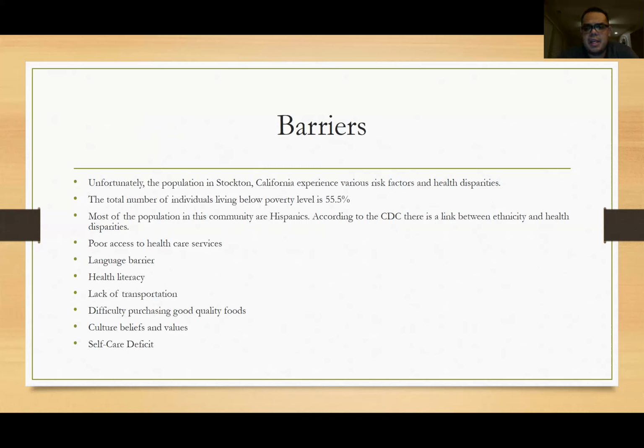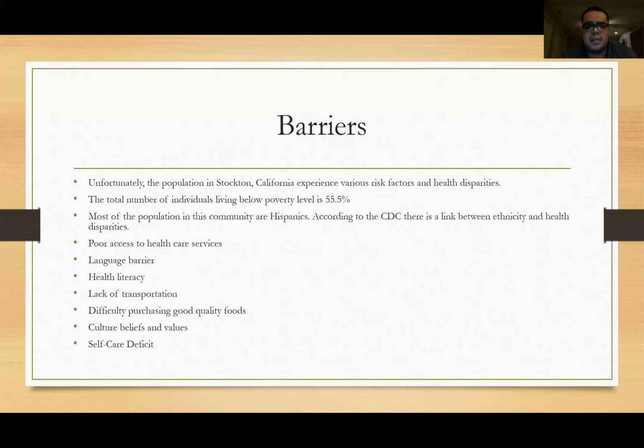There are not that many hospitals in this area; there were no hospitals in this area. Just outside the borders, there were 2 main hospitals. They have a language barrier, health literacy problems, lack of transportation. They have difficulty purchasing good quality foods. There are cultural beliefs and values that might get in the way. And then some of these individuals might have a self-care deficit.